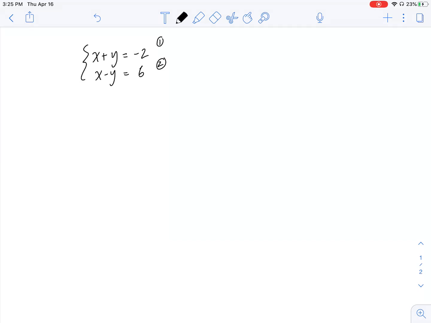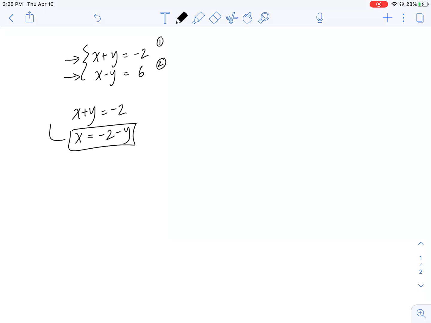Let's solve this linear equation using the substitution method. I've already gone ahead and named our first equation equation 1 and equation 2. Let's isolate for x in equation 1. x + y = -2. That means x = -2 - y.